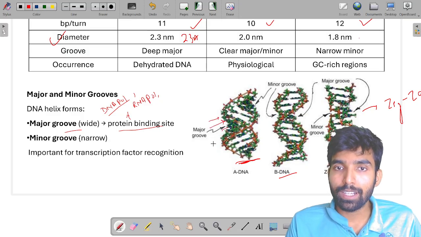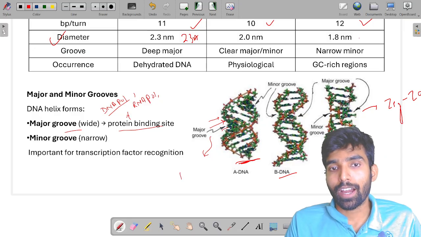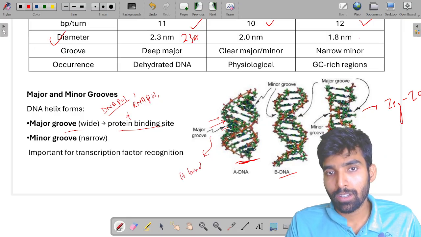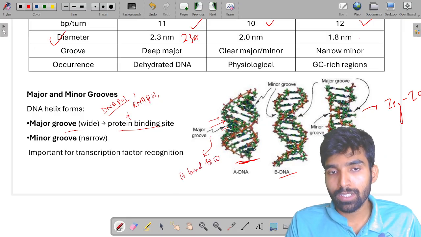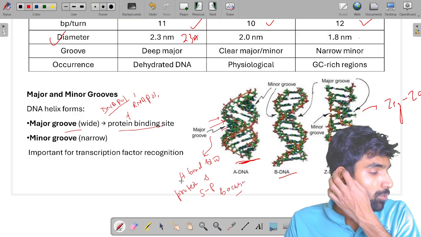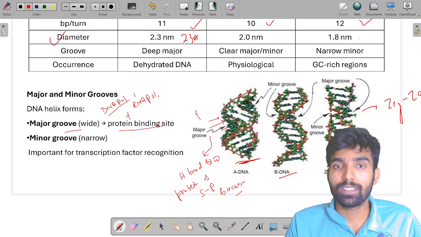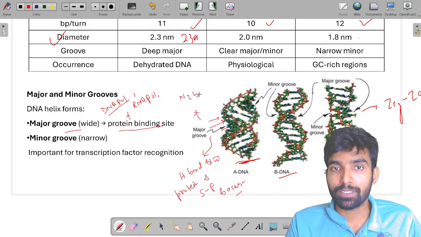Here, how will they interact? DNA and protein can either interact with hydrogen bonds between the protein and the sugar phosphate backbone, or some DNA binding proteins interact directly with the nitrogen bases. That's DNA-protein interaction.